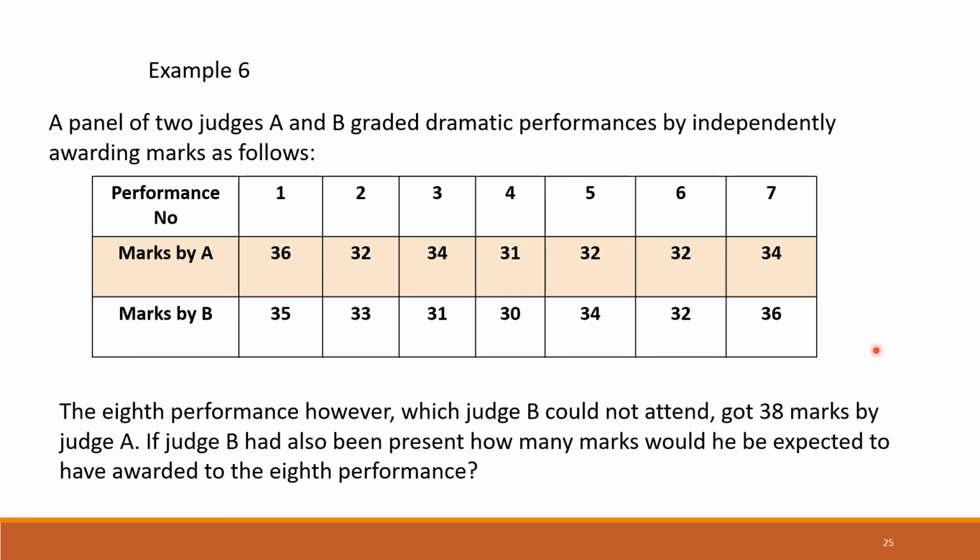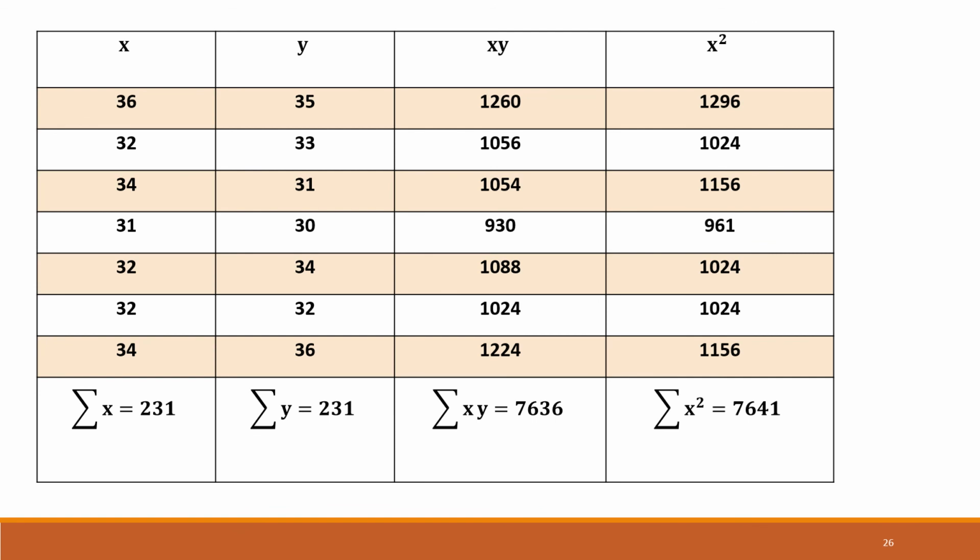So when y is to be calculated, we have to keep y on the left hand side, which means we have to use the line of regression of y on x. So I am using the normal equation method. For the normal equation method, we require the table with x square, which we have seen in the previous lecture.